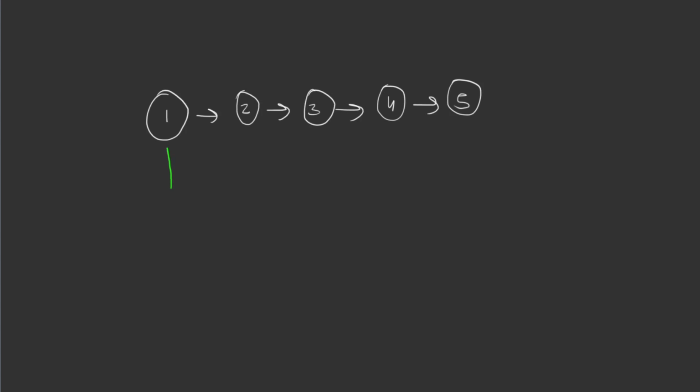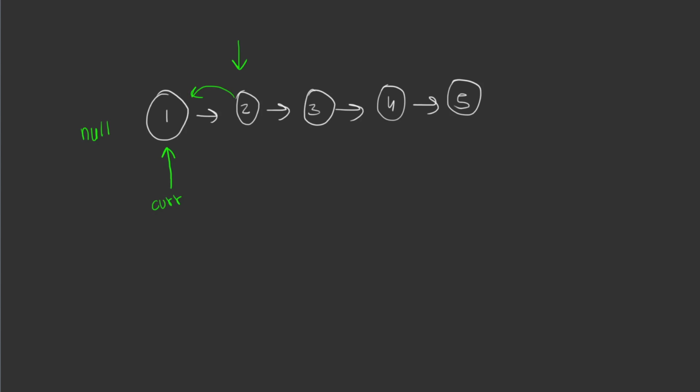Say this is our current node that we're on. What do we need to know for 1 to point back to something? Previous to 1 is actually 2, so maybe let's use 2 as an example. Say we have 2. What do we need 2 to point to? We need 2 to point to 1.